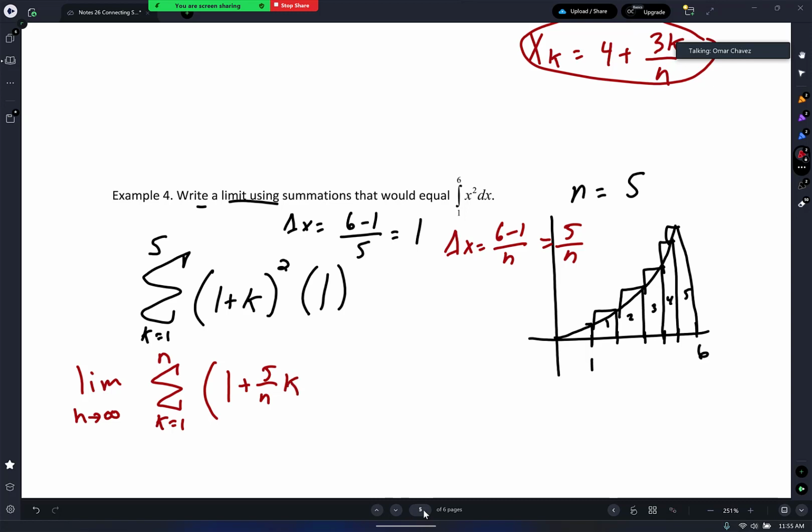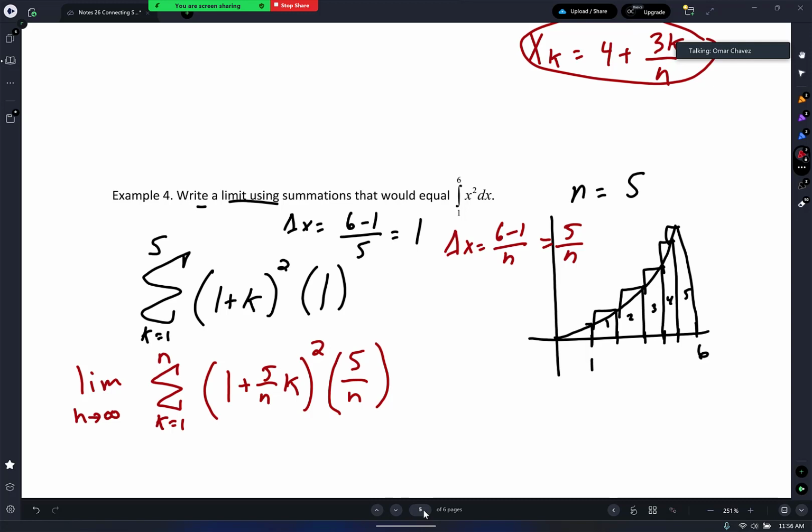Do you see? Second rectangle, 10 over n. Third rectangle, 15 over n. Fourth rectangle, does that make sense? Close it. What do I put on the outside? Squared. And then I'm going to multiply this by your delta x, which happens to be 5 over n. So there it is. So is this making sense now?